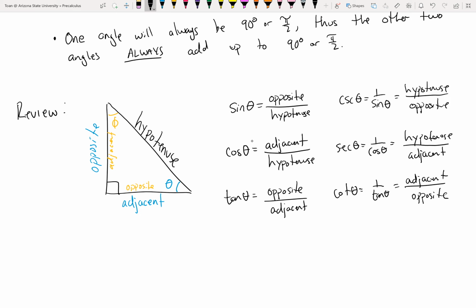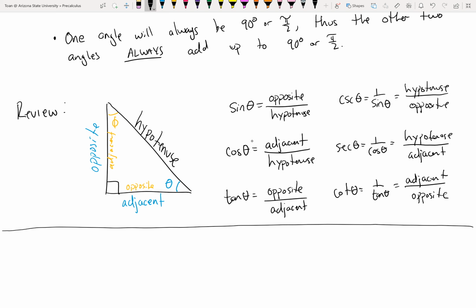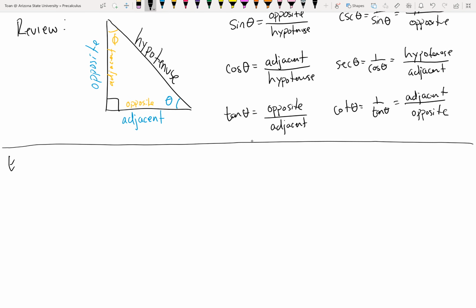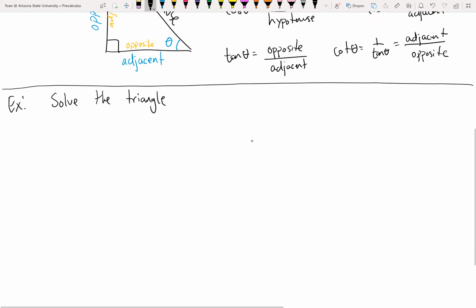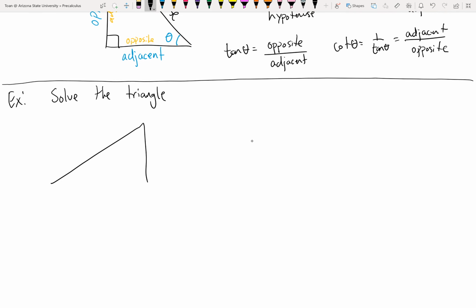If you know these trig ratios, then you should be able to solve any right triangle I give you, because it's all a matter of looking at the information that's given and seeing what trig ratio relates to that information. For example, suppose I asked you to solve this triangle. Here's A, B, C, and this side is 12, and this angle is 30 degrees. That's all the information you are given.